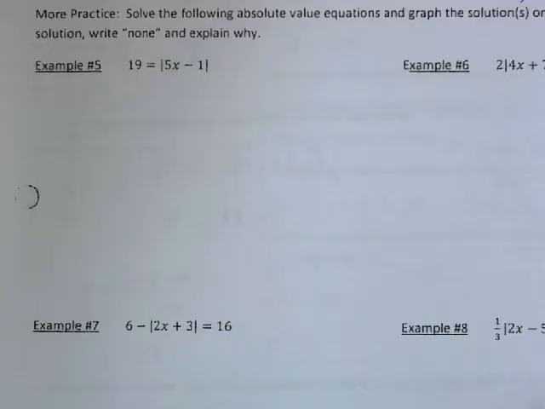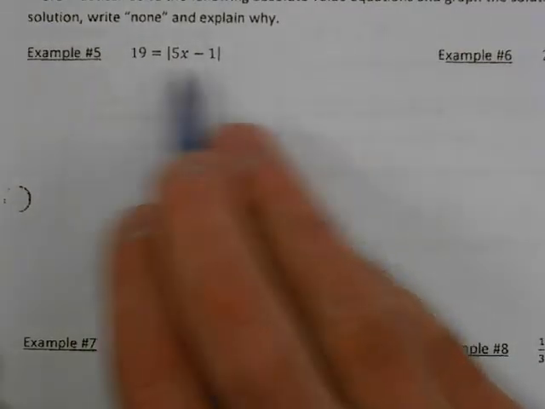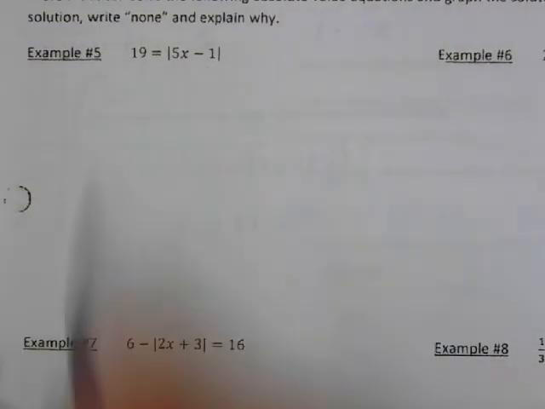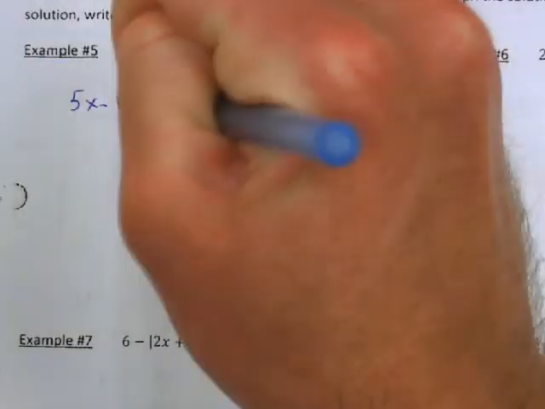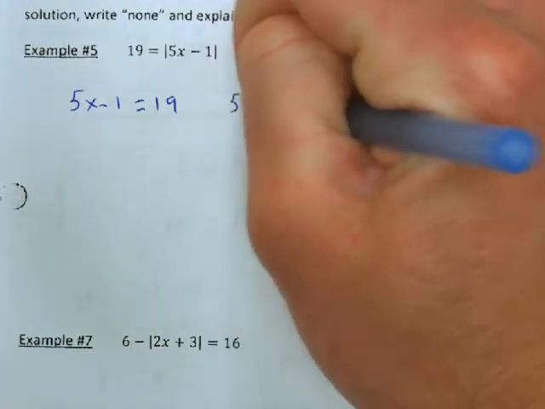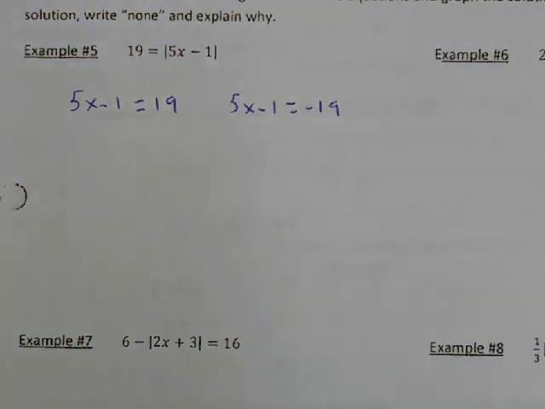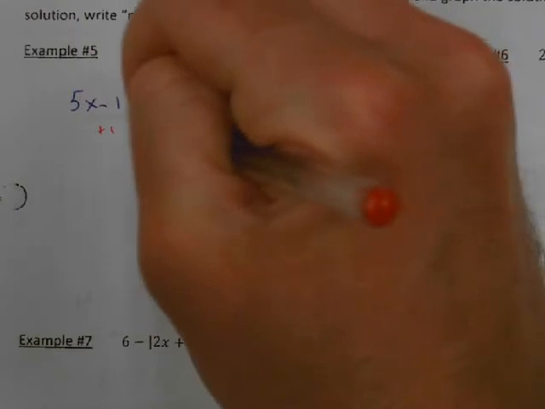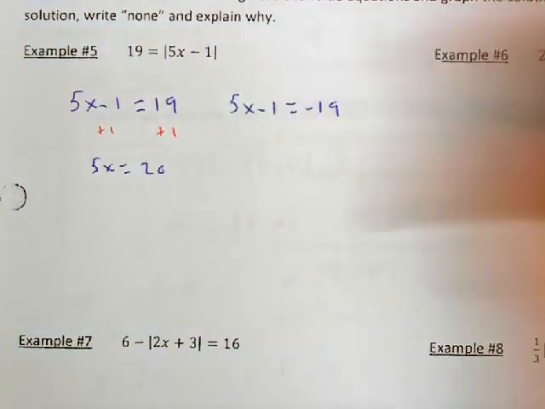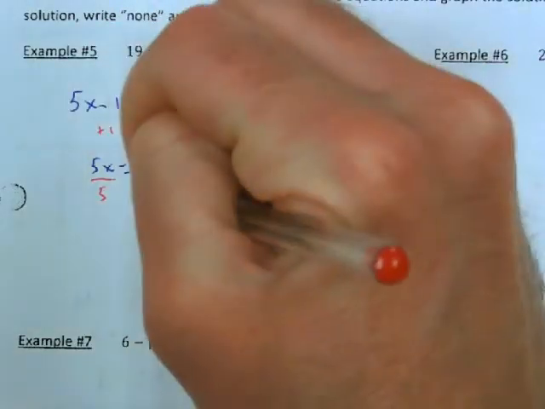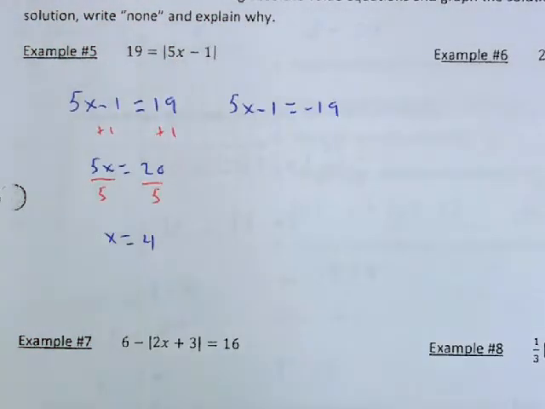I'm going to zoom in a little bit. All right, so then I want to know, when does this stuff equal 19 and when does this stuff equal negative 19? Okay, so then 5x minus 1 equals 19 is going to give us an answer. 5x minus 1 equals negative 19 is going to give us our second answer. Okay, we add 1 to both sides. I get 5x equals 20. Divide both sides by 5. And we get x equals 4. Okay, so that's one answer.